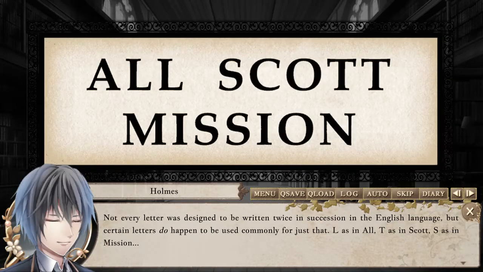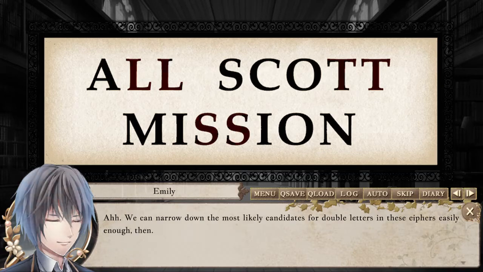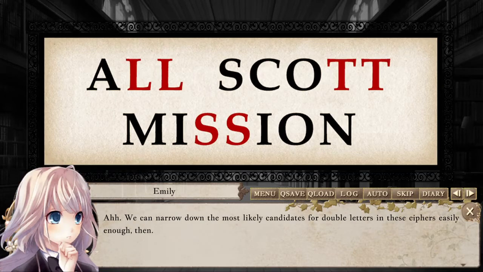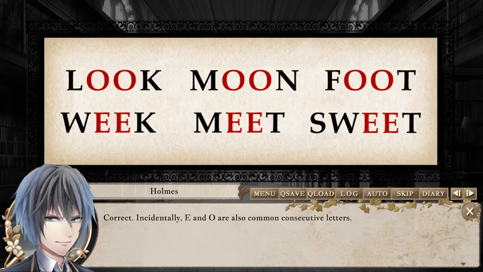Not every letter was designed to be written twice in succession in the English language, but certain letters do happen to be used commonly for just that. L as in all, T as in Scott, S as in mission. Ah, we can narrow down the most likely candidates for double letters in these ciphers easily enough then. Correct. Incidentally, E and O are also common consecutive letters.